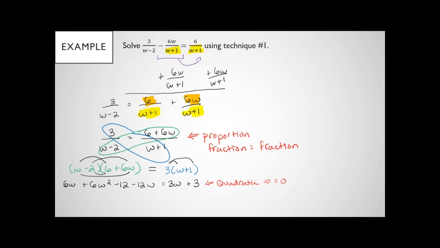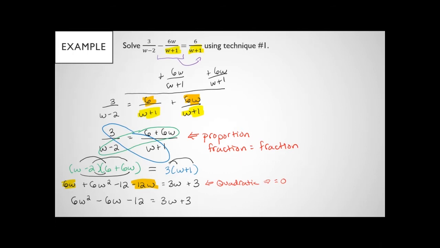So I am going to combine like terms on the left before I start moving things. So I have 6w squared. Then I have 6w and a minus 12w here that I can combine. 6 minus 12 is negative 6, so I have negative 6w. Then I have my minus 12, and this equals 3w plus 3.